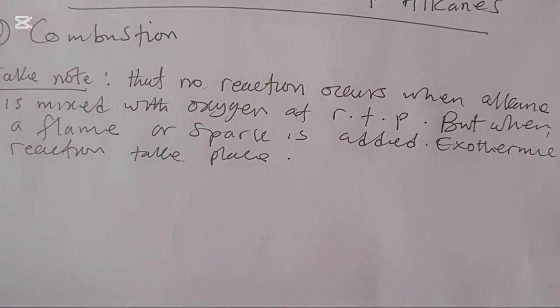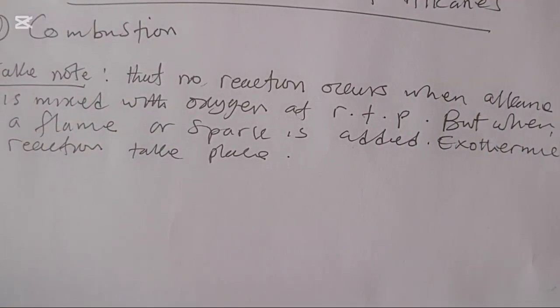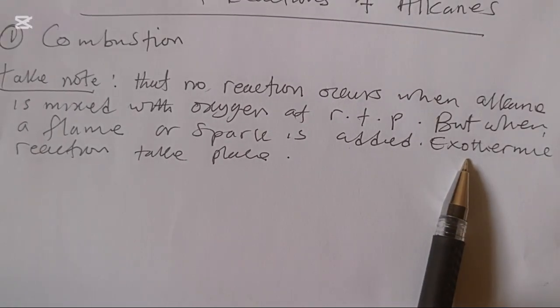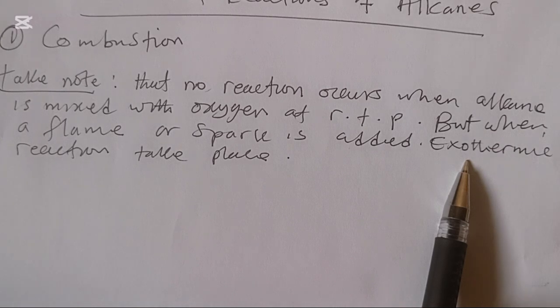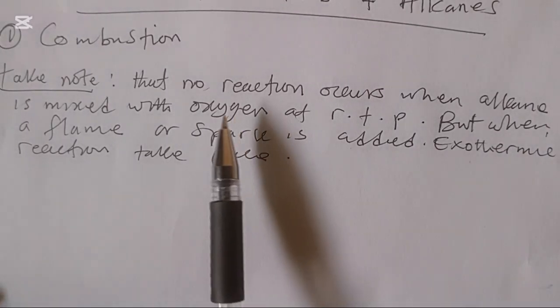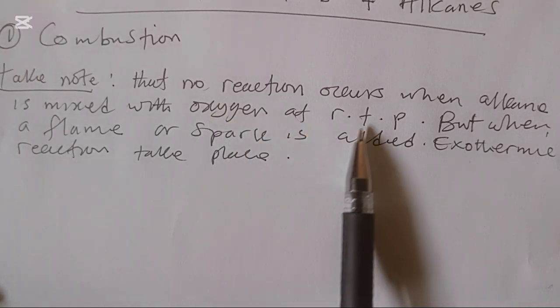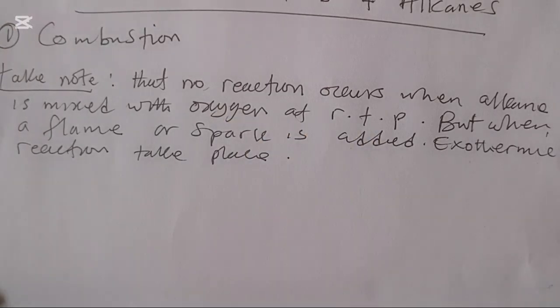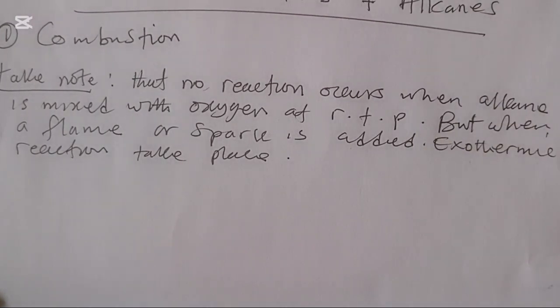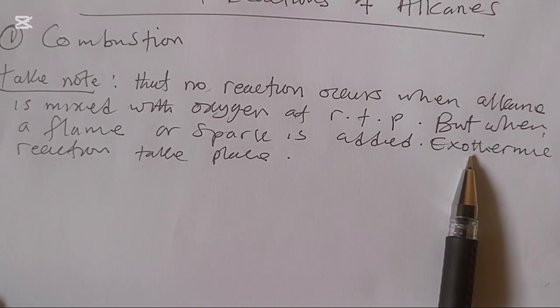So a very important point. When a substance is burnt in air, it is a combustion reaction where heat is given out. That is an exothermic reaction. When we just add oxygen to a substance at room temperature and pressure, then that is not combustion. So for combustion of alkanes, an alkane must be heated in air to produce a substance and heat.